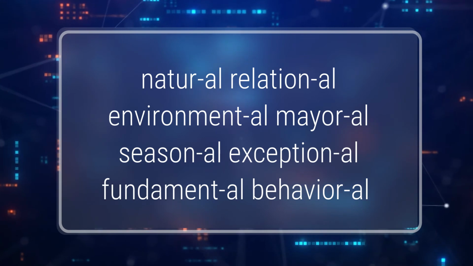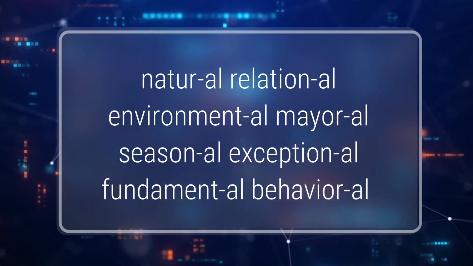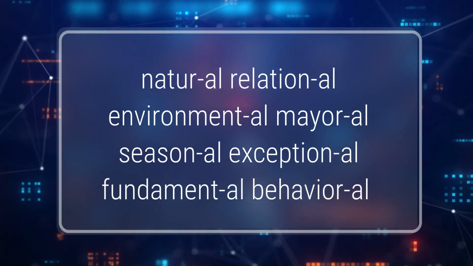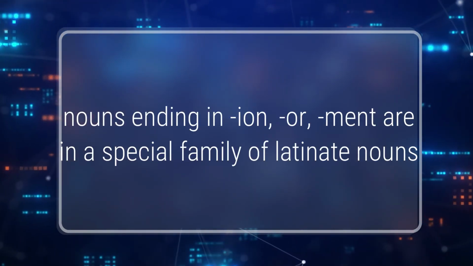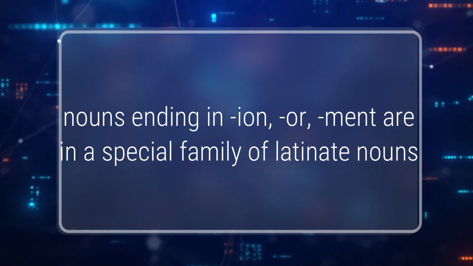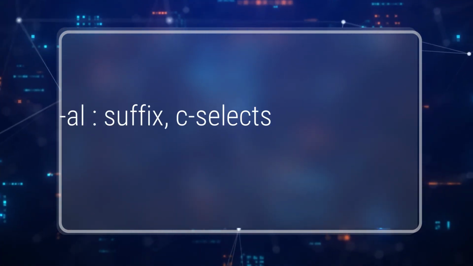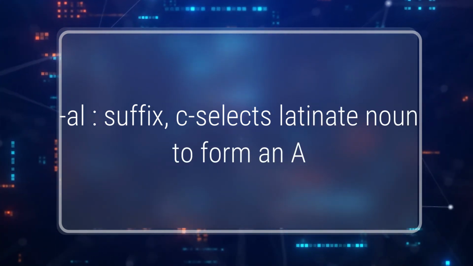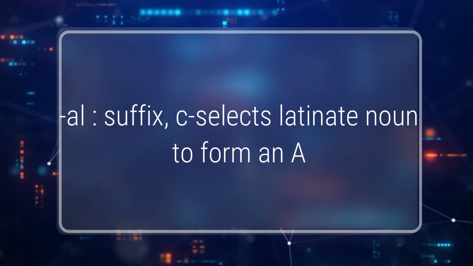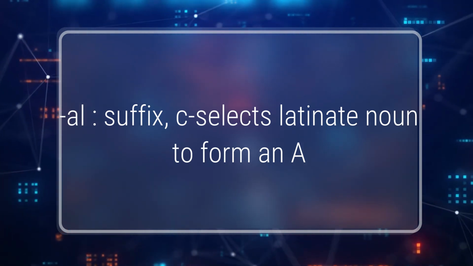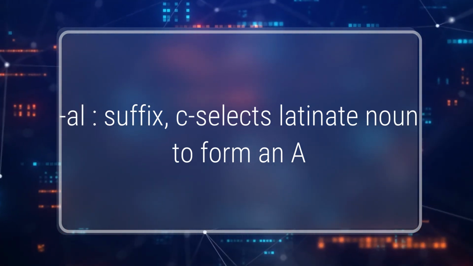It selects roots and non-roots, but only certain ones, so our lexical entry for this suffix needs to be augmented, and it is not clear how to specify its requirements exactly. One proposal is that nouns ending in -ion and -ment are in a special family of Latinate nouns, and these are what are selected. Rather than name the families of nouns in this way, we will simply annotate our entries with a range of accepted kinds of nouns. Like, -al is a suffix which c-selects noun to form an adjective.